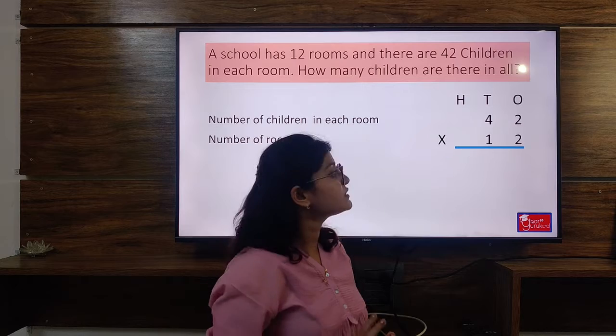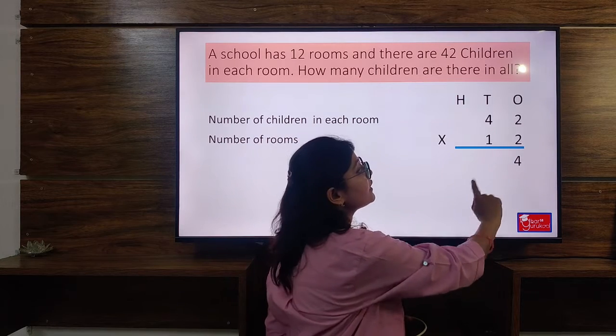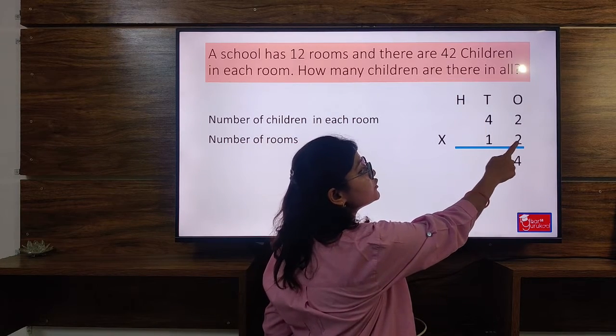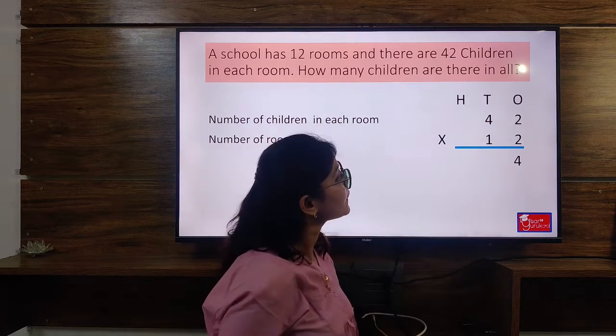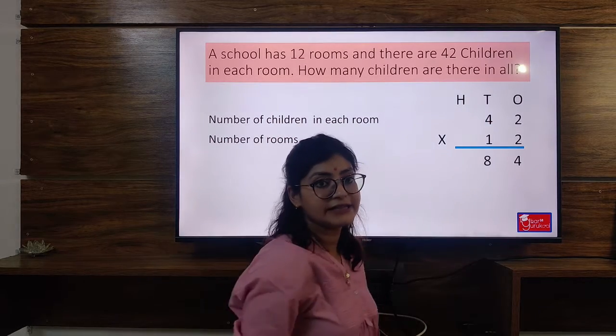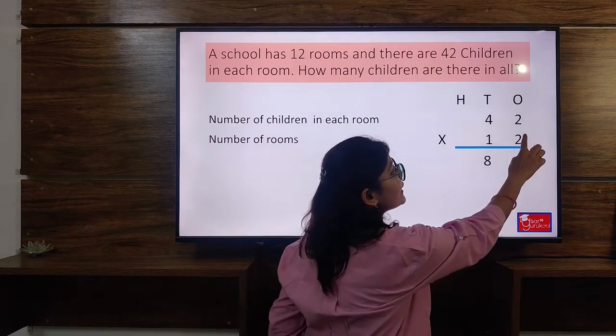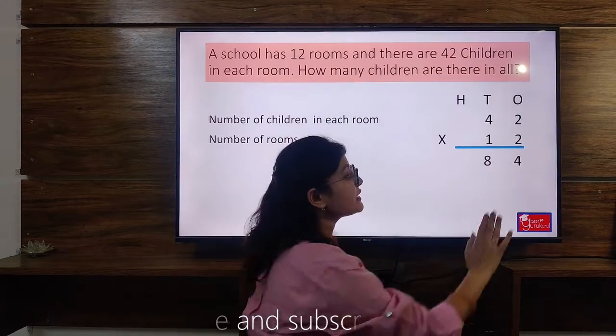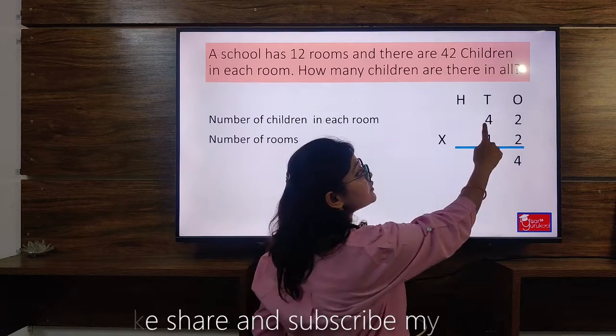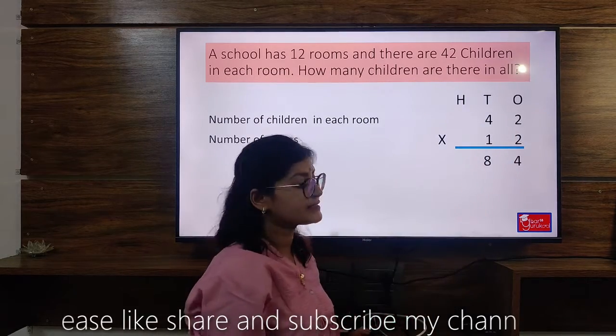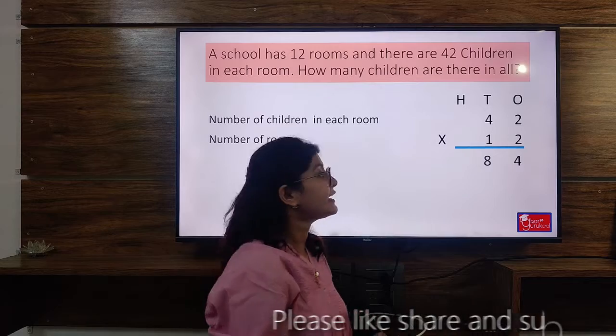So 2 2's are 4. Next, 2 4's are 8. Okay, so this first number is done. We have multiplied this 2 with both these numbers. This is done. So 42 2's are 84. Now let's move on to the second number.